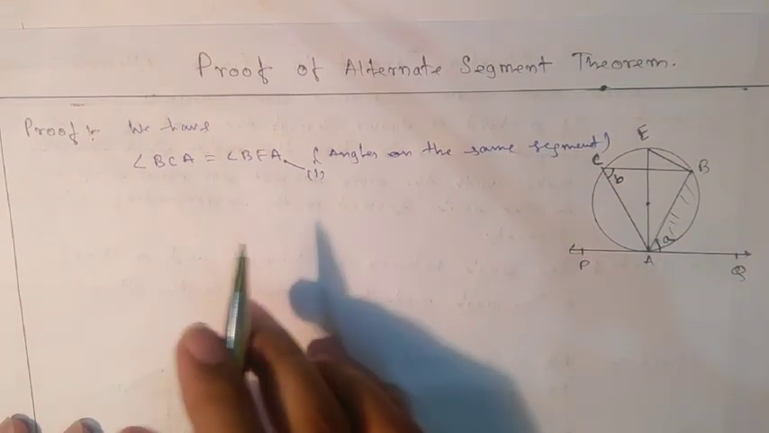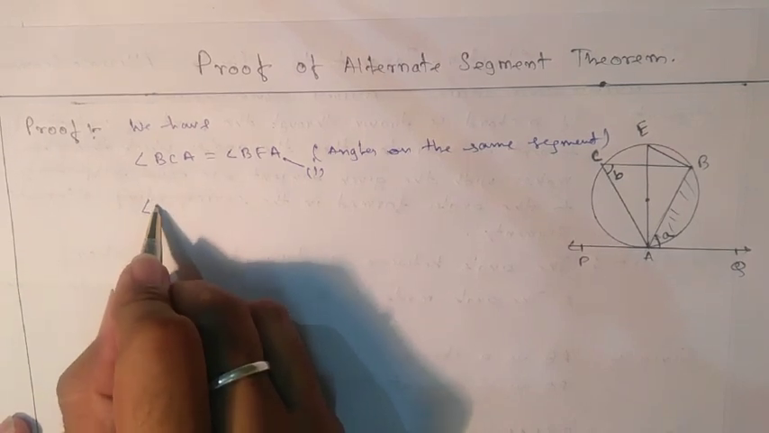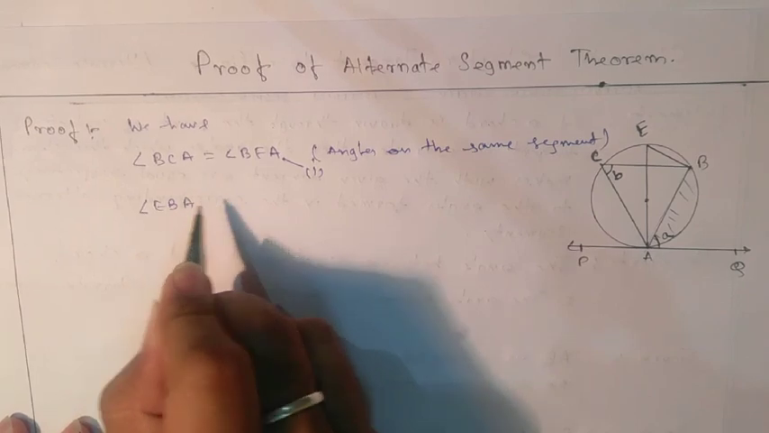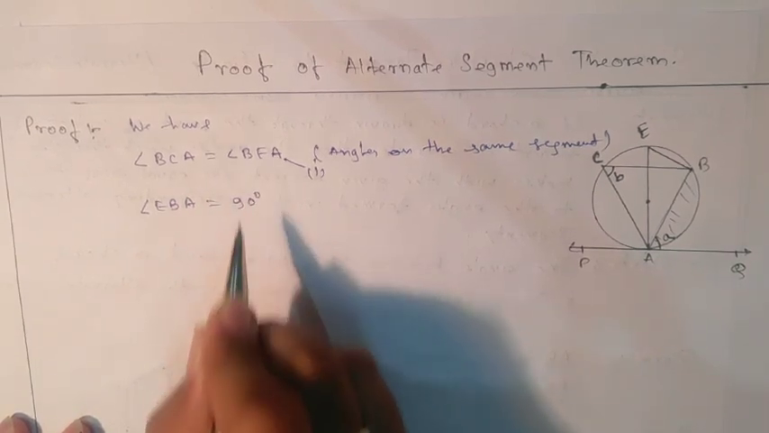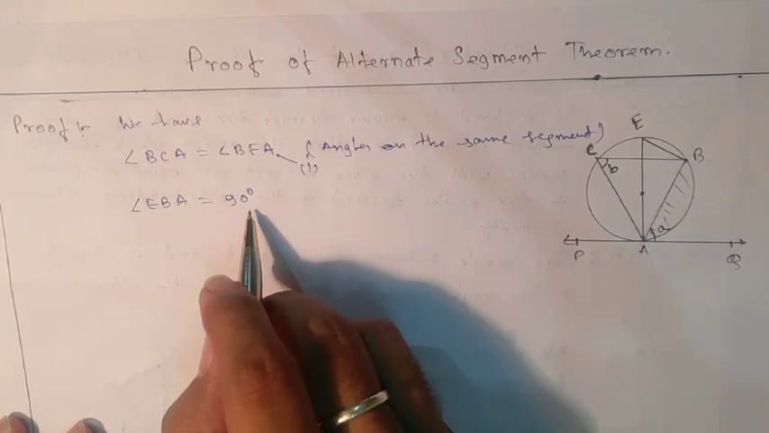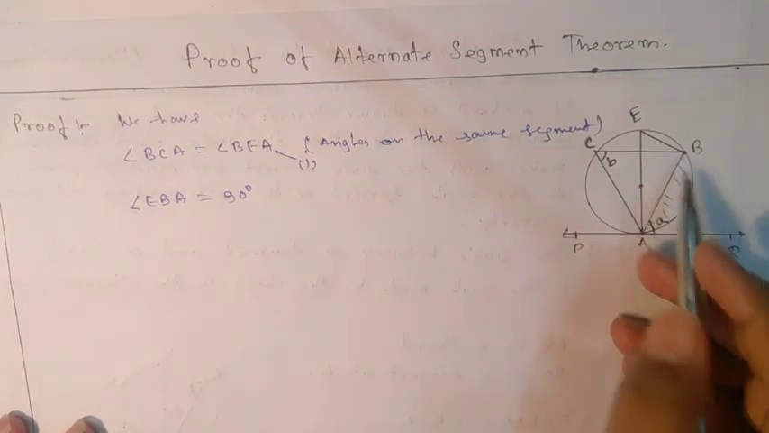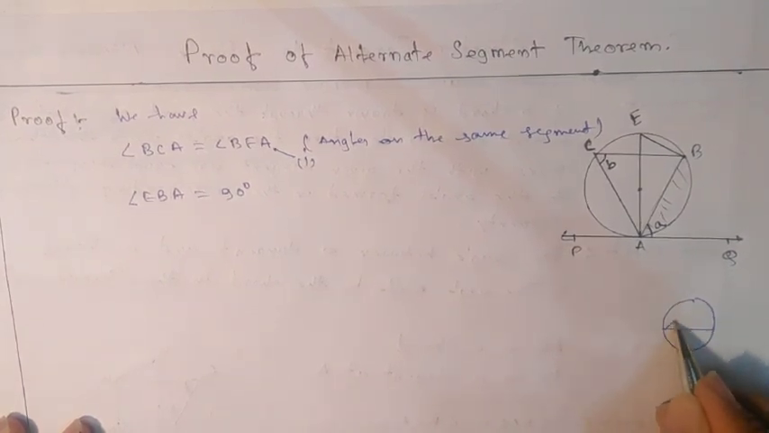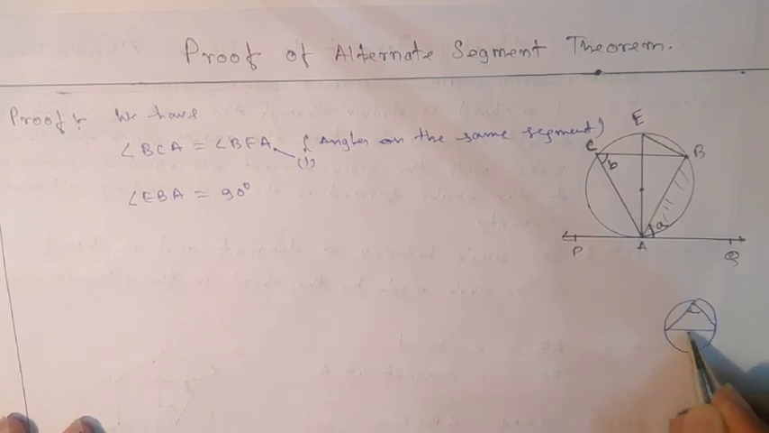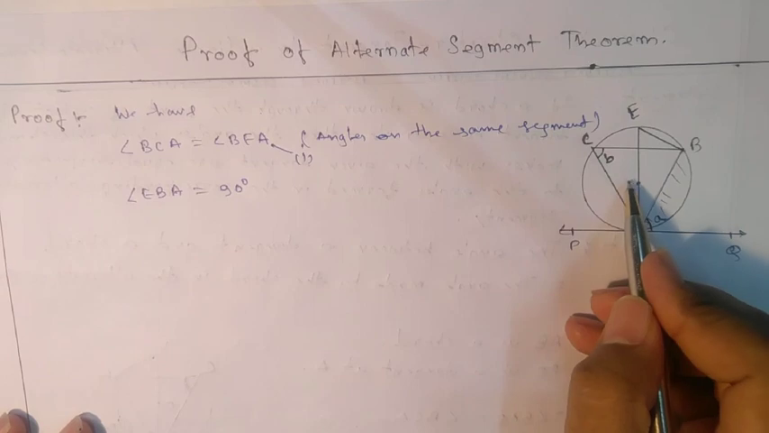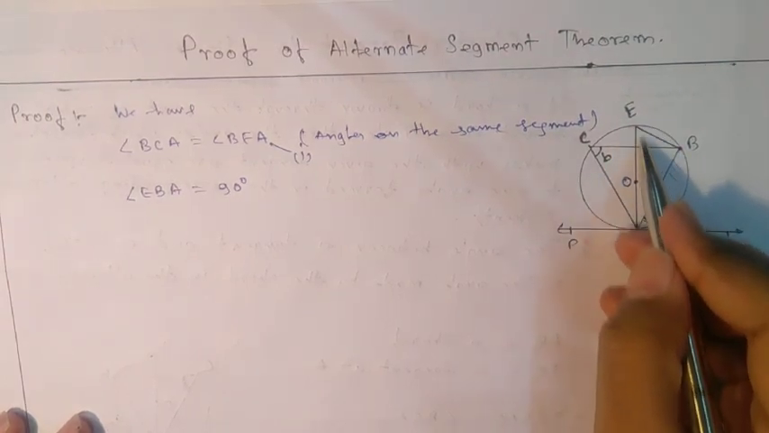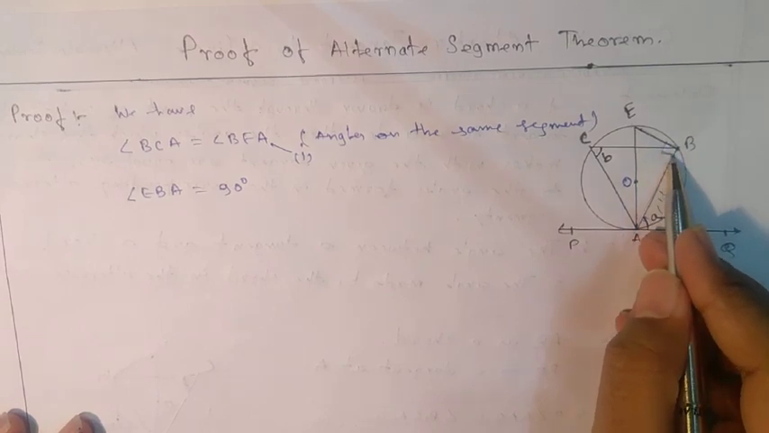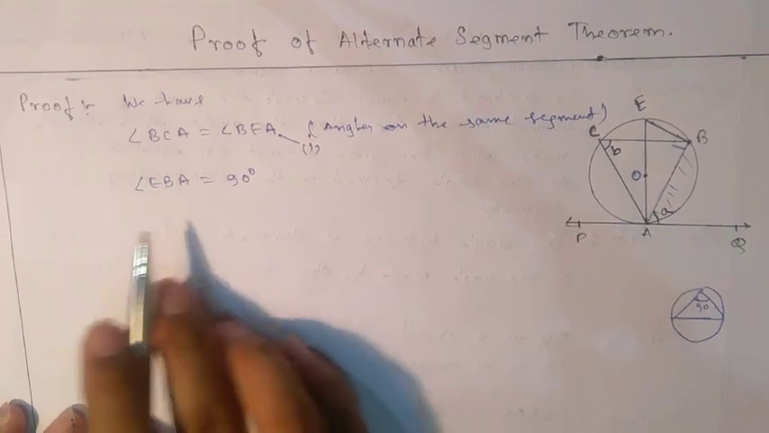Next, angle EBA equals 90 degrees. Can you guess why? Yes, because in a circle, the angle in a semicircle is 90 degrees. Look, this is your center O and this is your diameter AE. That means this angle must be 90 degrees.